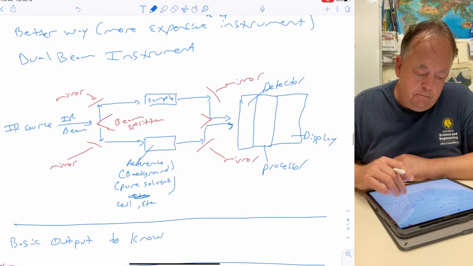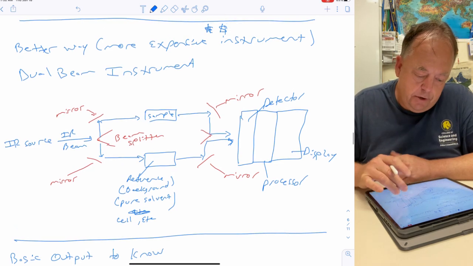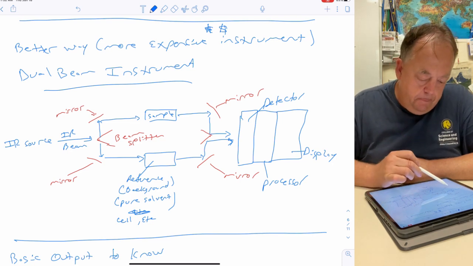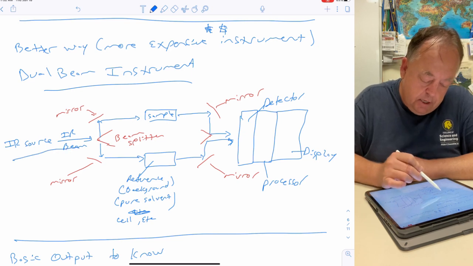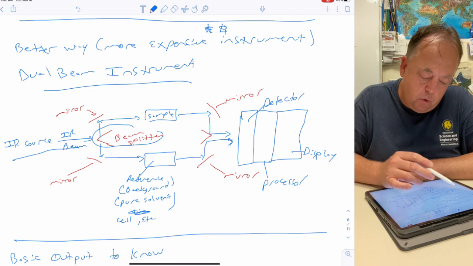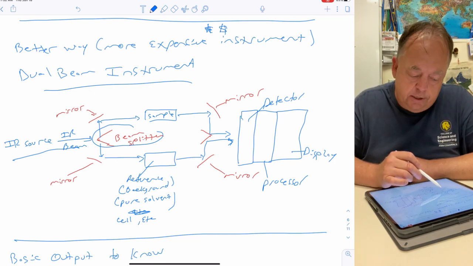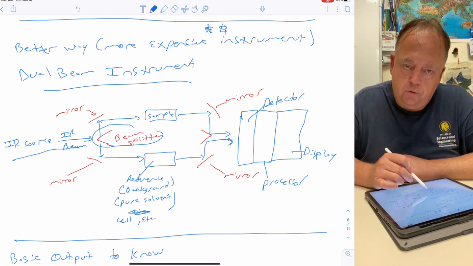So there's a better way to do this, but it requires a more expensive instrument, and that would be to use, for example, a dual beam instrument, where you basically have an IR source, and then you split the beam. One beam goes one direction, one beam goes the other direction, and then using mirrors within the instrument, you direct those beams to your sample or to your reference.